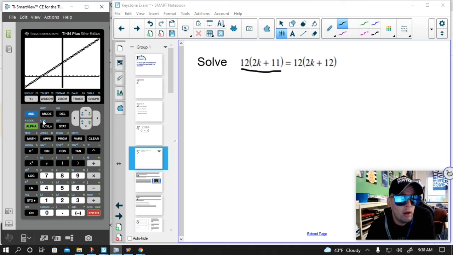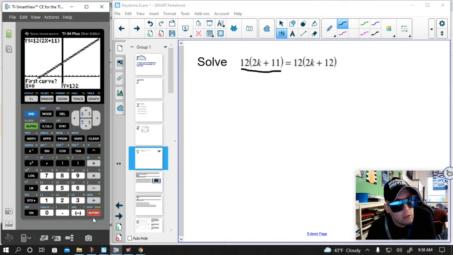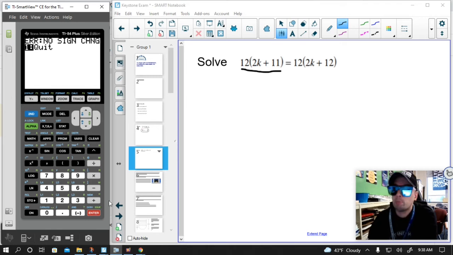So I'm going to try to find where these lines intersect. Second, calc, go to intersect, enter, first curve, enter, second curve, enter, guess, enter, gasp! There's no answer. Did I do it wrong? No.